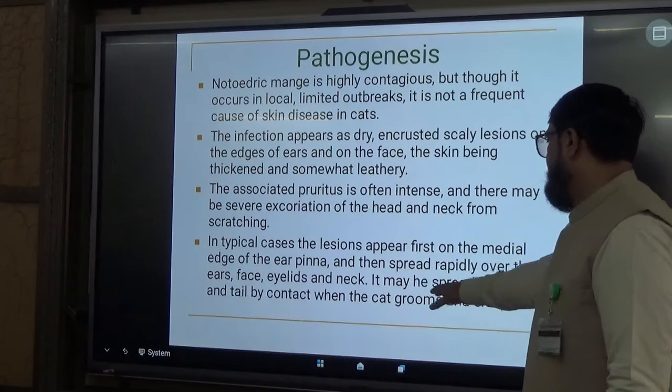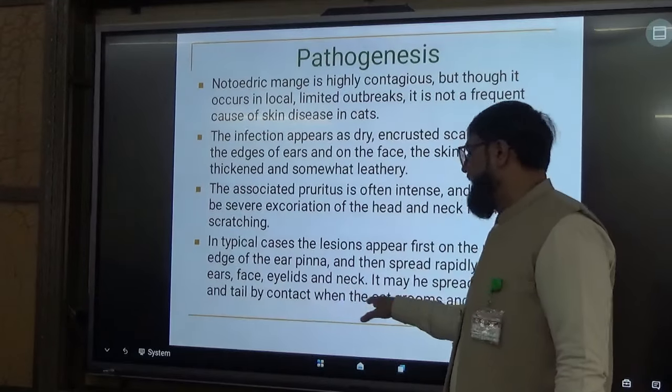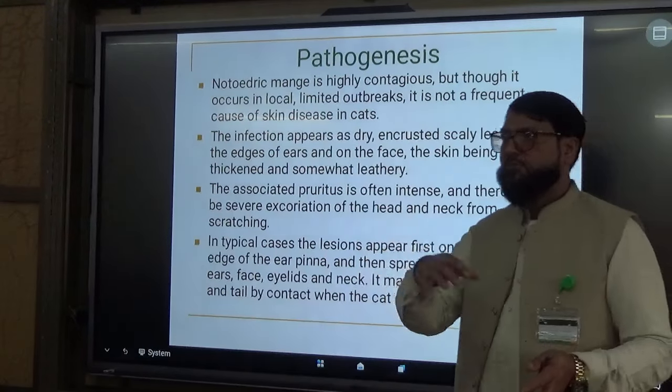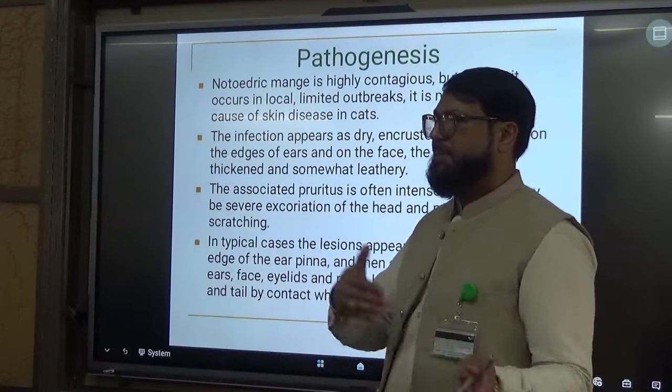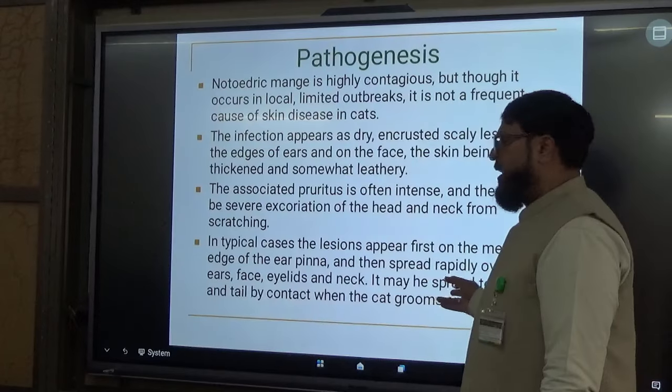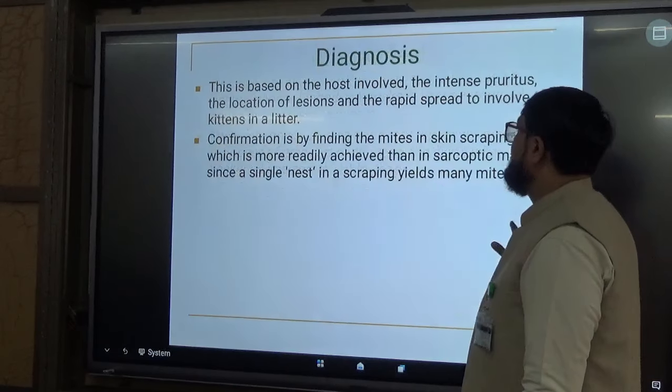And then it can also be spread to the other parts when the cat has the habit of grooming itself. So the ears are in contact with the other parts of the body, maybe the tail and the other parts, maybe the inguinal areas during licking and scratching. So they can be transferred very easily.